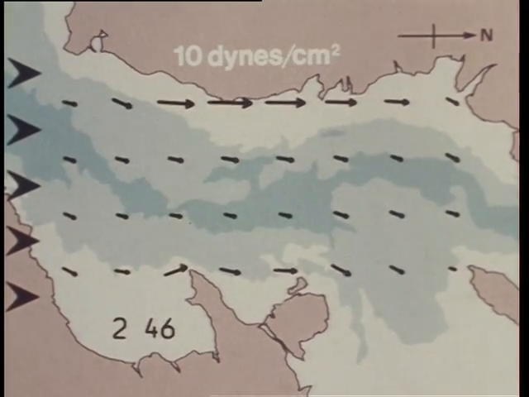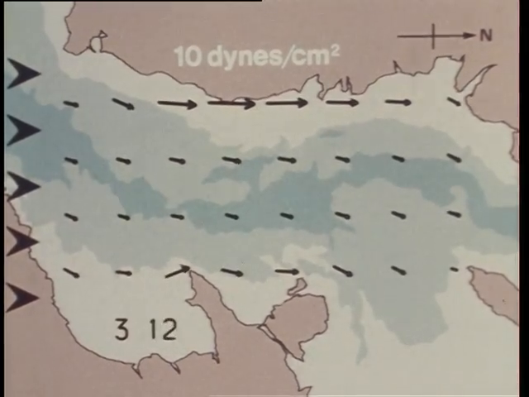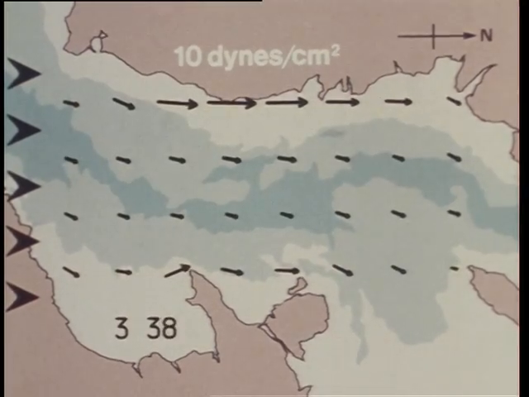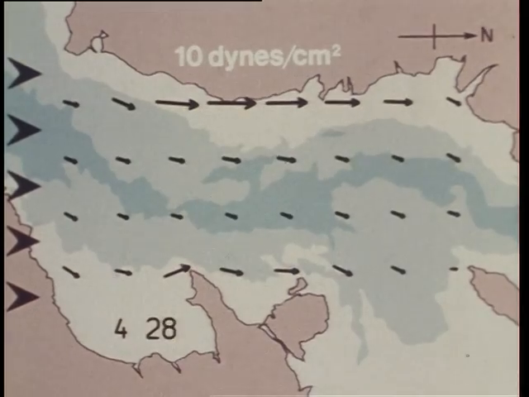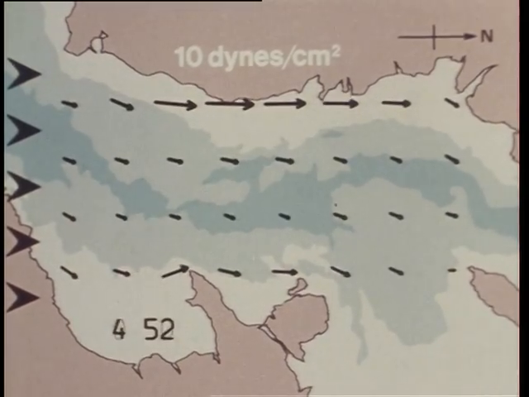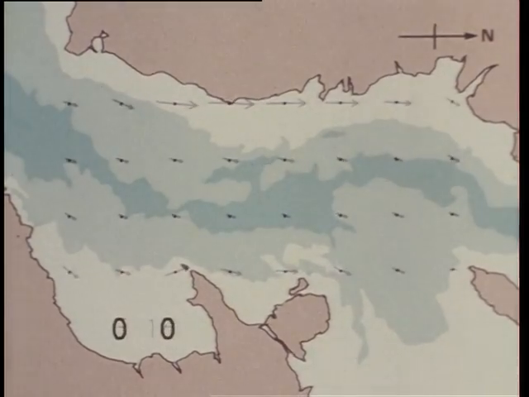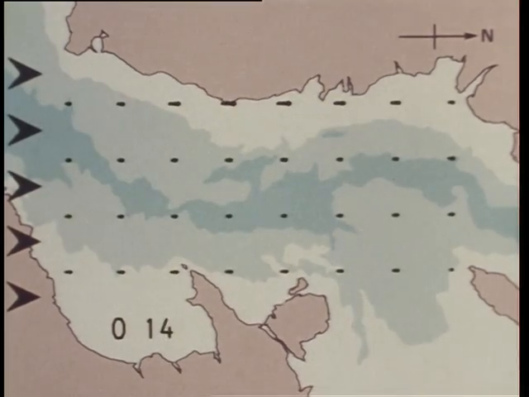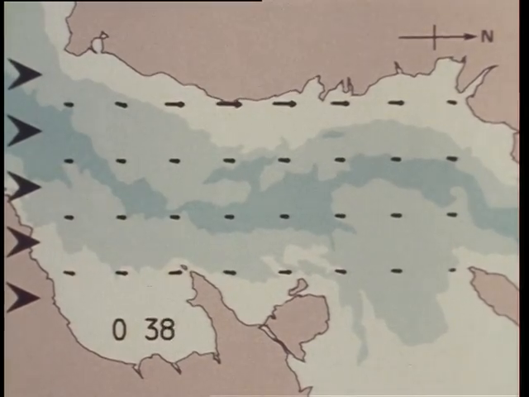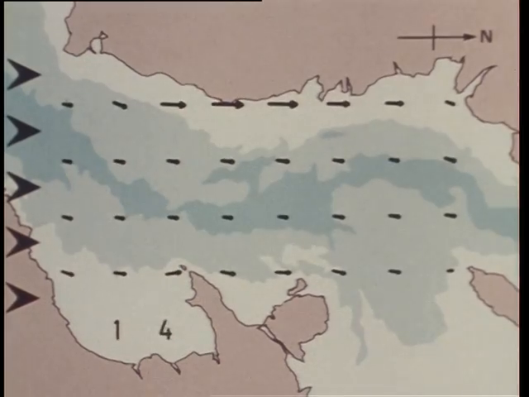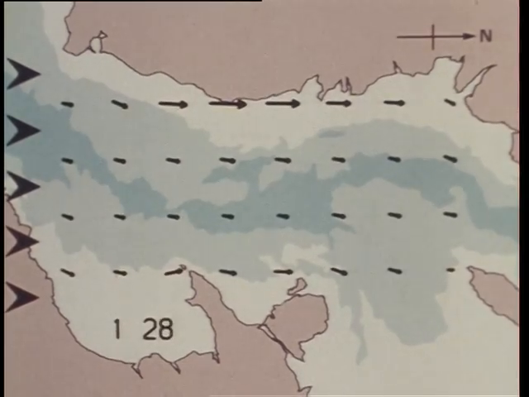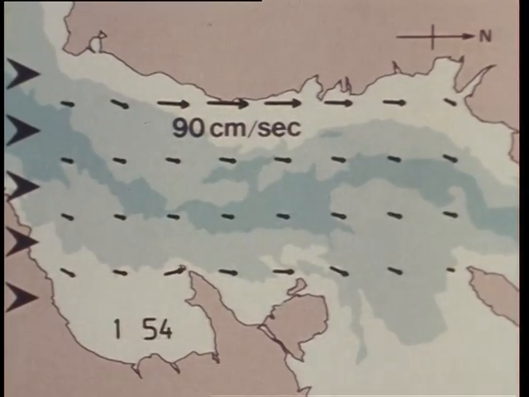The model generated data in time steps of 2 minutes over a period of 48 hours, but we are only showing the first few hours, as a steady-state condition is reached very quickly, after which no change is discernible. Let's see that again. The longest vectors represent a current velocity of approximately 90 centimeters per second.